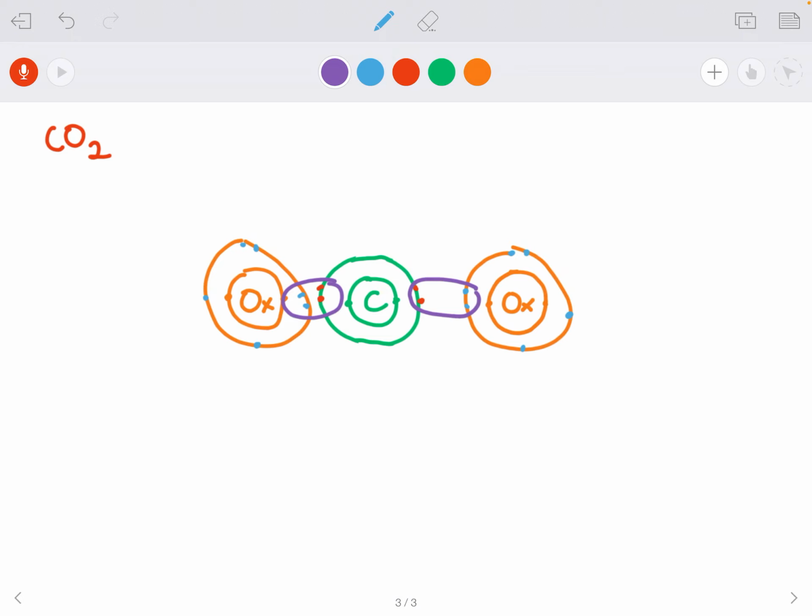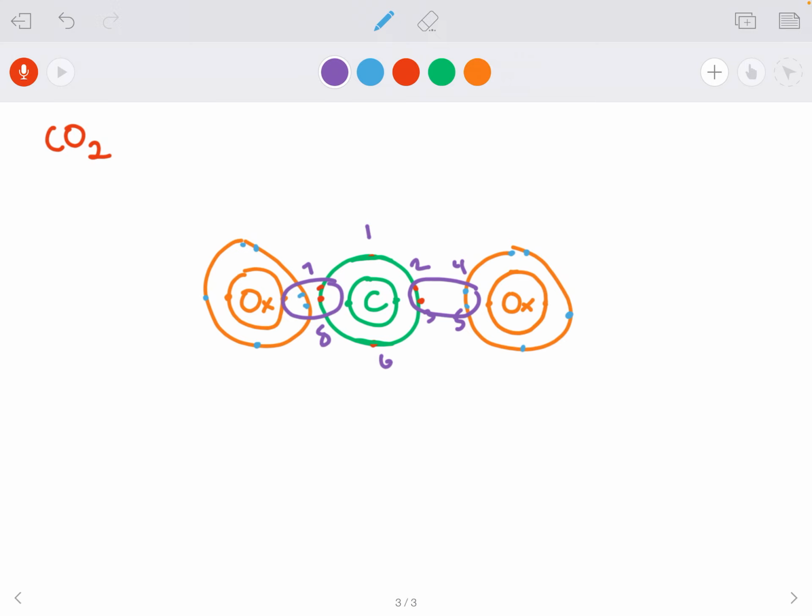So now, if you add up the number of electrons on the left oxygen, it's 1, 2, 3, 4, 5, 6, 7, 8. If I add up the number of electrons on this carbon, 1, 2, 3, 4, 5, 6, 7, and 8.